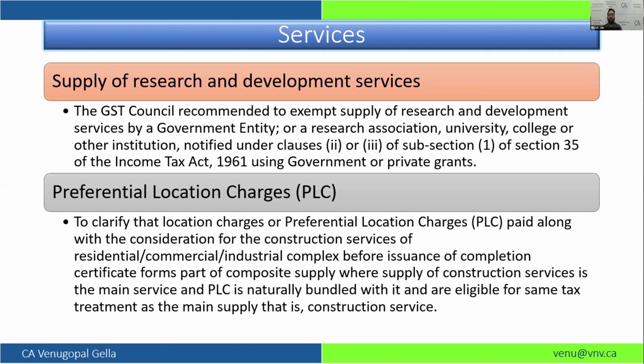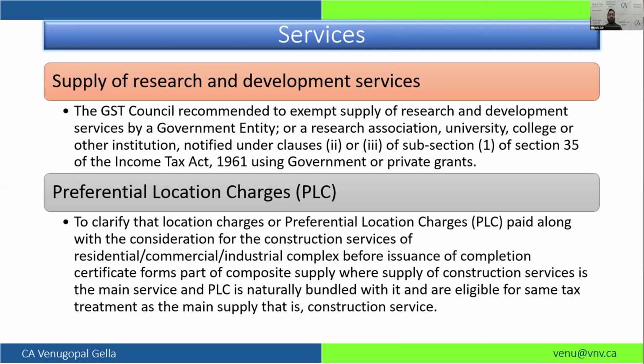Supply of research and development services. Pertaining to this entry, the GST Council has recommended to exempt supply of research and development services by a government entity or a research association, university or college notified under sub-clause 2 or sub-clause 3 of sub-section 1 of section 35 of the Income Tax Act, using government or private grants. Even if the funds used by an institution notified under 35(1) sub-clause 2 or sub-clause 3 have been received privately for research and development services, this will still be exempt from GST.